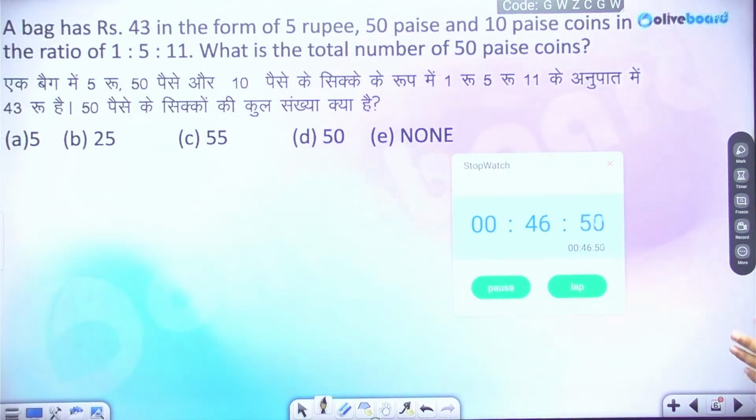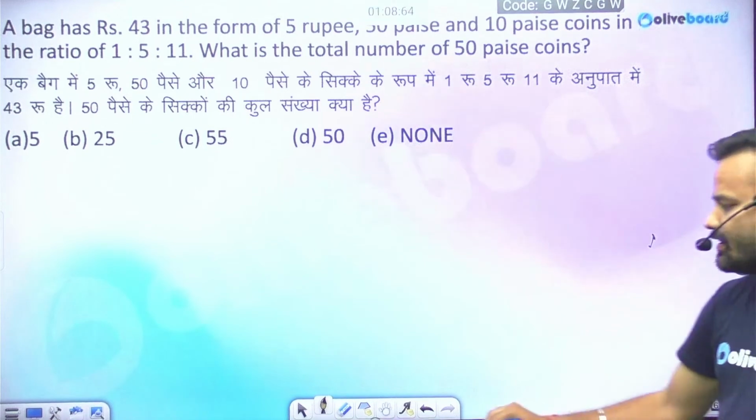A bag has rupees 43. See, in the bag we are having coins of different denominations, which total rupees 43. And these denominations are 5 rupee, 50 paise and 10 paise coins. Fine. And the coins are in the ratio 1, 5 and 11. What is the total number of 50 paise coins?